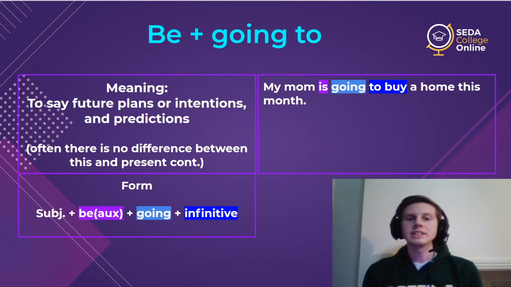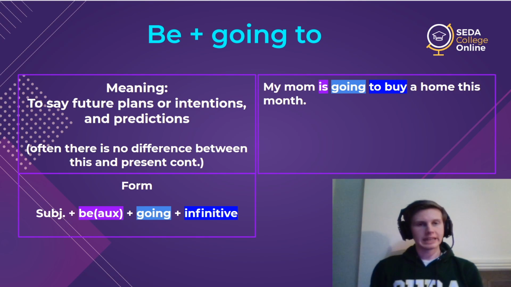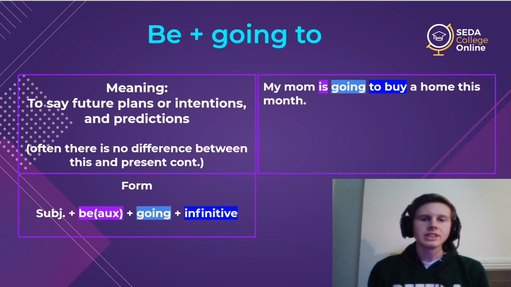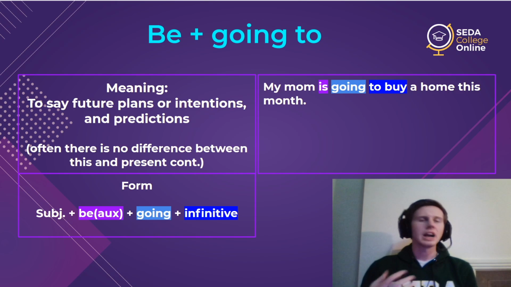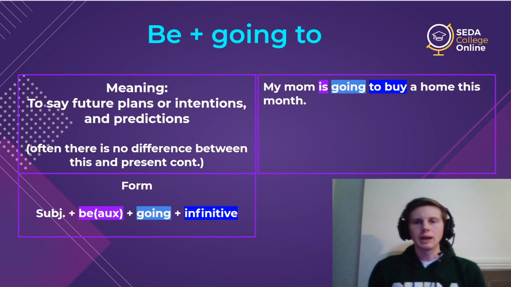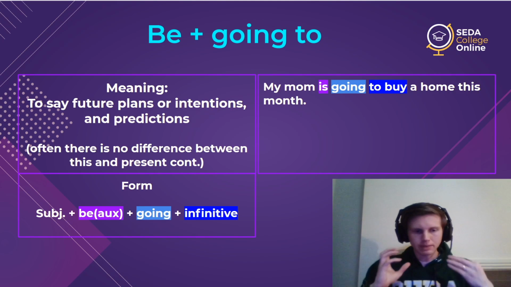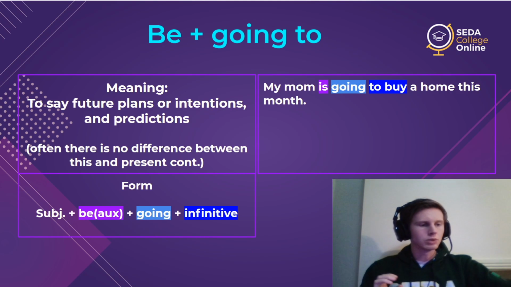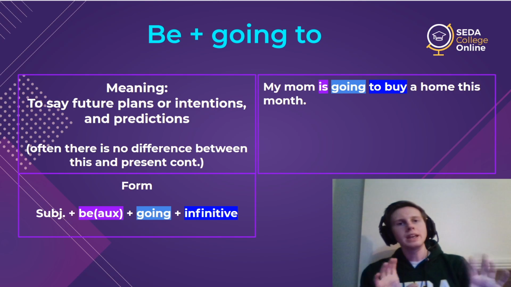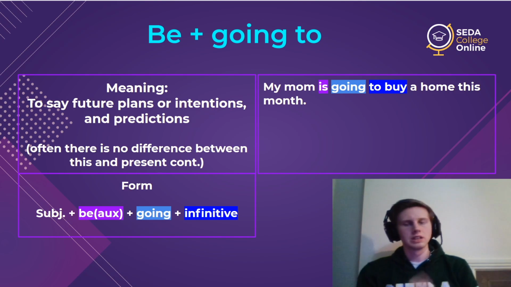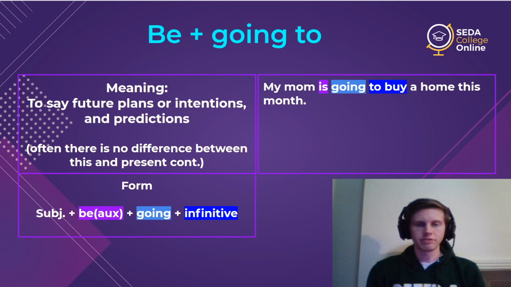So this is that idea of a future plan or intention. This idea is not a social arrangement. It's not any kind of travel, but it is a plan that my mother has thought about and said, yes, I will do that. So I'm going to buy a home this month. That's one way the present continuous and the be going to is a little different.